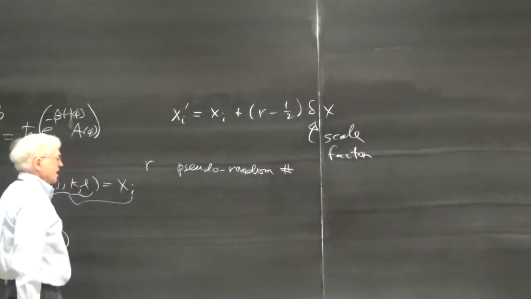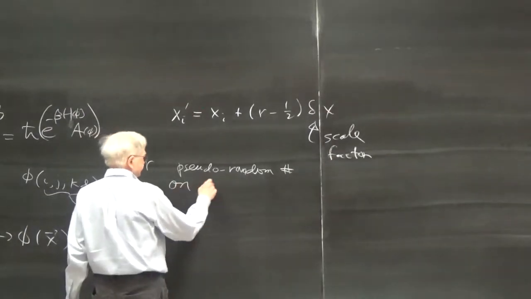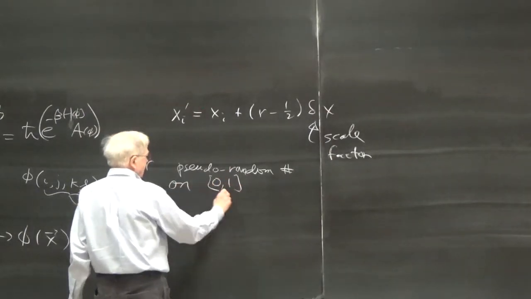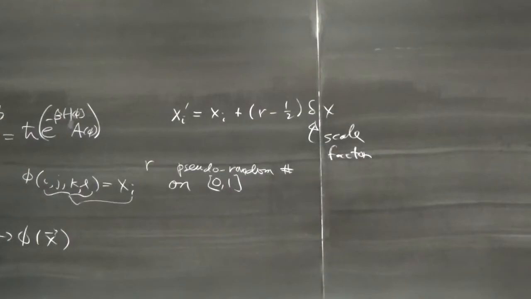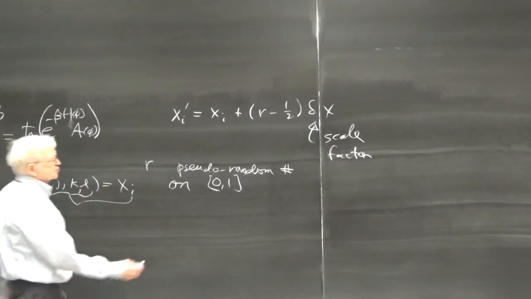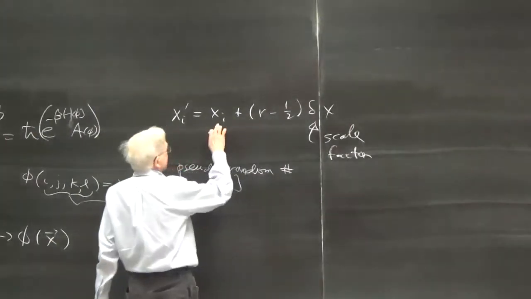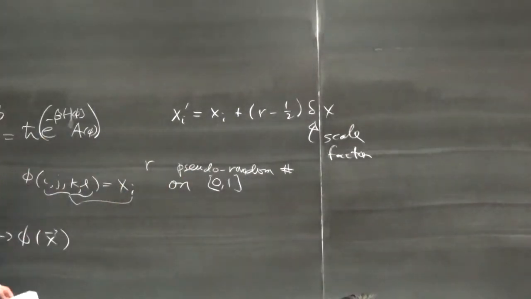Pseudo-random number on 0, 1. And so you subtract a half from R so that you don't bias which way the x's go. And so this is the new value of the field at this lattice point, say.